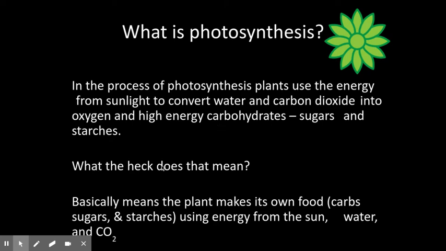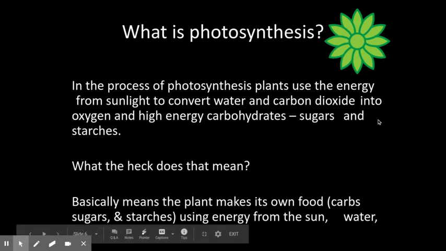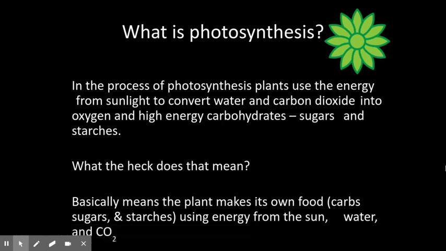So basically, like, what the heck does that mean? Basically, it means that the plant makes its own food in the form of carbs, sugars, and starches, using energy from the sun, water, and carbon dioxide. So remember, for cellular respiration, we eat our food to get the glucose to make energy, and we, of course, take in oxygen to make energy. Plants cannot drive themselves through the Dunkin' Donuts drive-thru and get their bacon, egg, and cheese and a coffee. So they have to create the food inside their cells.